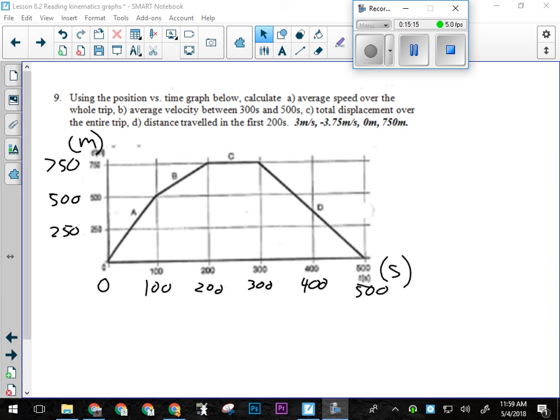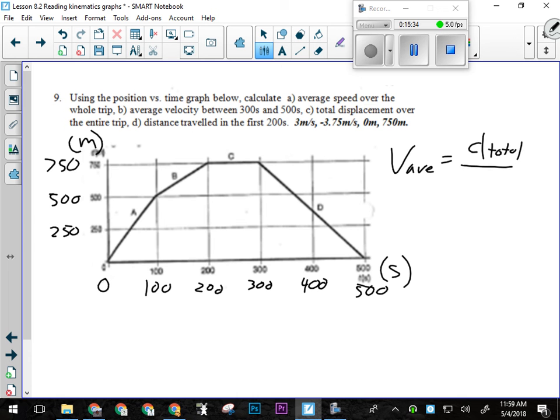All right, so it's a position versus time graph. We don't do things the same way we've been doing on the velocity versus time graphs because it shows us different information. This graph shows us where the object is at various points in time. Okay, so if I want to calculate the average speed over the whole trip, average speed is total distance divided by total time. We already know the total time is 500 seconds. The total distance is how far it went over the whole trip. So over the course of this trip, it went from 0 to 750 meters, and then from 750 meters back to 0. Okay, so how far did it go?